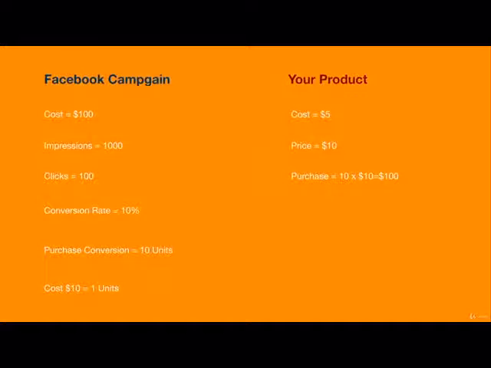Let's find our gross profit, which equals $100 in revenue minus $50 in production costs, which equals $50. Let's subtract your marketing cost from your gross profit, which equals $50 minus $100, and which equals negative $50. Wait, what just happened? Oh, you just lost $50.